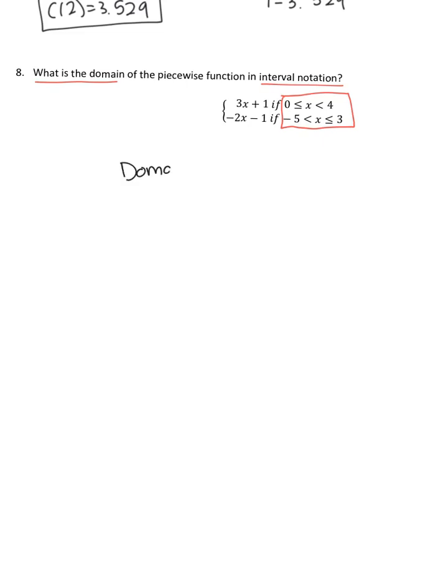So my domain goes from the smallest number to the largest number, and I'm going to be paying attention to the inequality symbols. Remember, if you have something like this, this goes with a bracket, and if you have something like this, this goes with a parenthesis. So I'm going to start with the smallest number that I've boxed in red. The smallest number that is there is -5. The symbol attached to -5 does not have a line underneath it. So my domain is going to start with a parenthesis, and I'm going to go -5, comma.